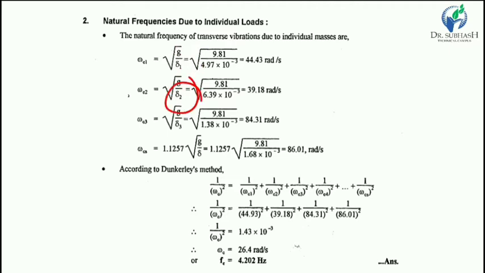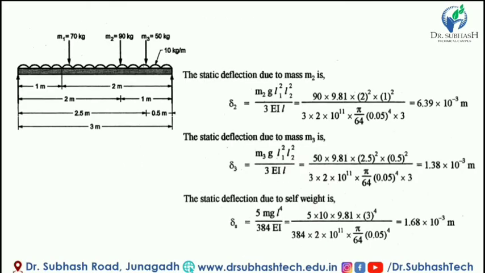Similarly, delta 2 is the deflection due to rotor 2, not considering rotor 1 and rotor 3. Only place rotor 2 on the shaft, and the deflection that occurs on the shaft due to this rotor is considered delta 2. And delta 3 is the deflection due to rotor 3, only rotor 3, not considering rotor 1 and rotor 2.